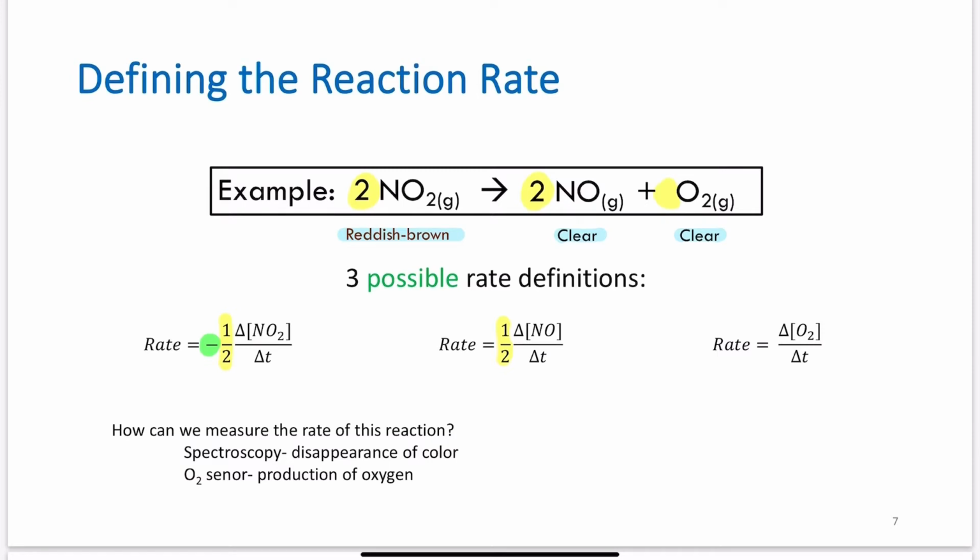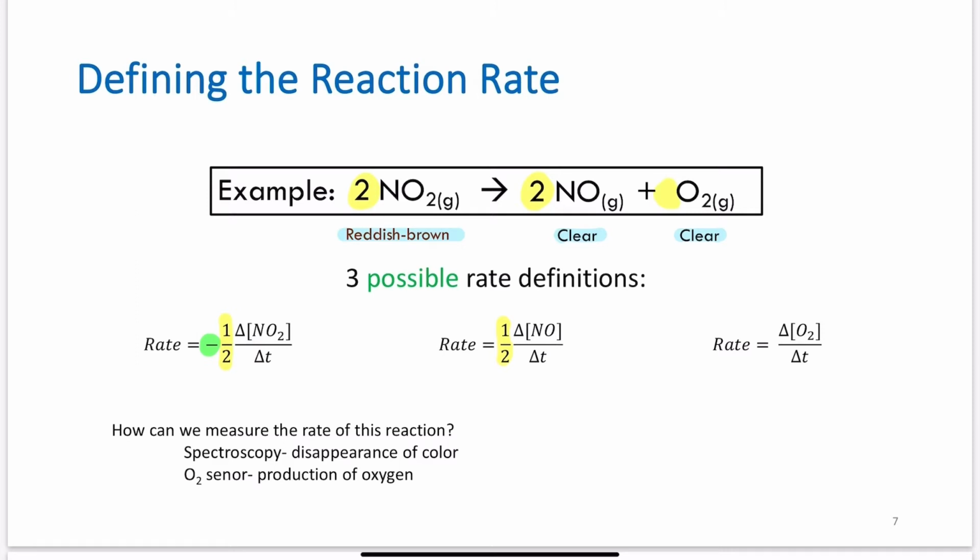Another idea would be we're producing O2. We could use an oxygen sensor and actually monitor the production of oxygen. So depending on what reactants and products you have, there's a number of different ways we can actually measure this in the lab, and that's how we can back up what we're predicting theoretically. So experiment always is the rule of the land kind of thing. So like experimentation is always the truth. We're just trying to predict what's happening based on what we're observing in experiment.